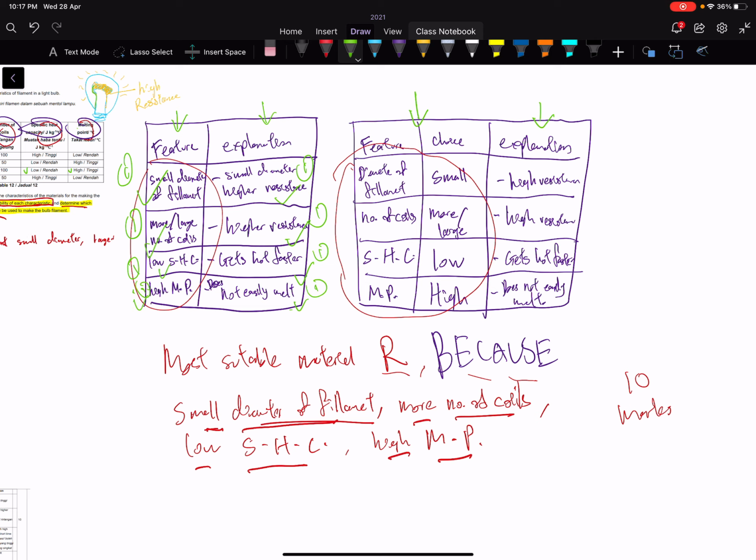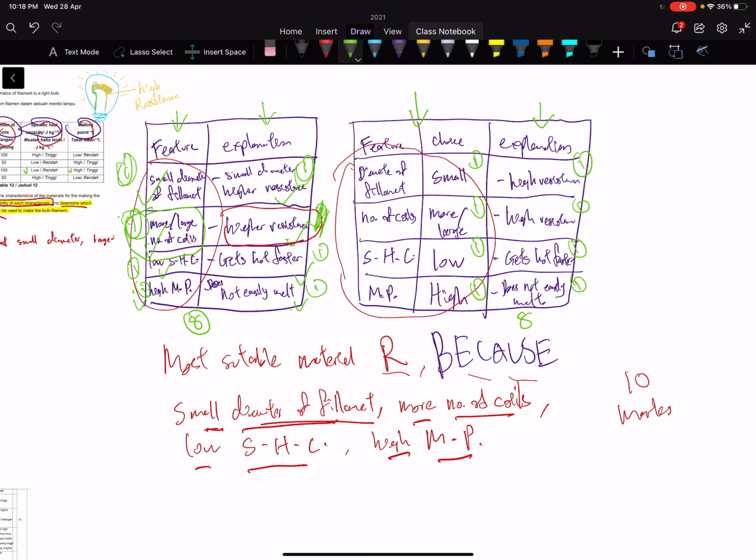Okay, so for example, if you were to state the correct feature, but the explanation is wrong, you will only get 1 mark here, and you won't get a mark here. Okay, you need the feature to be correct and then the explanation correct, then you get 2 marks for that point. So you can see this table is a total of 8 marks, right? This one also the same. So this will be 1, 1, 1, 1, and the follow-up.